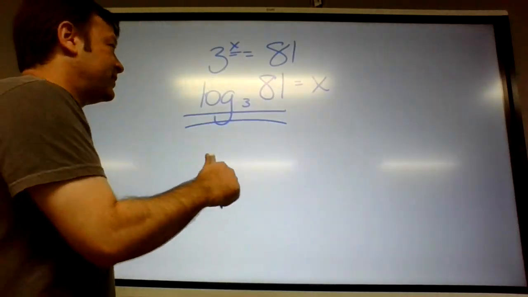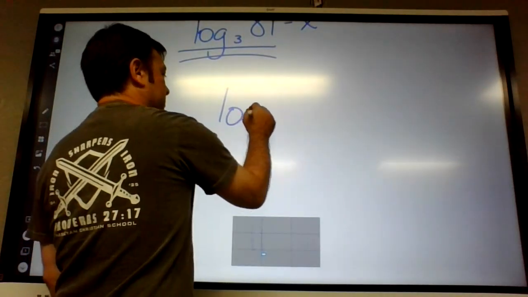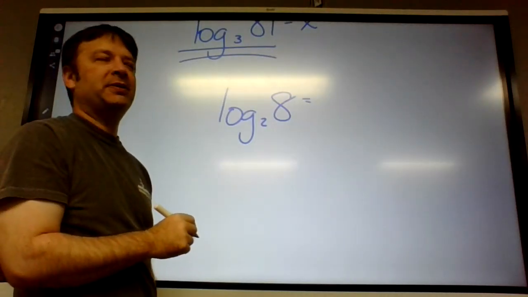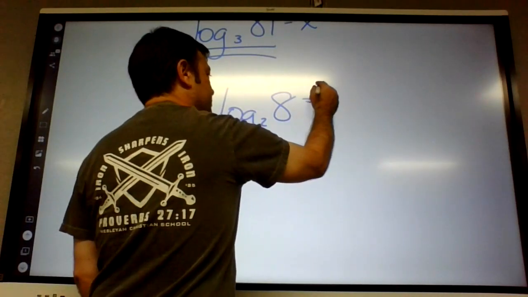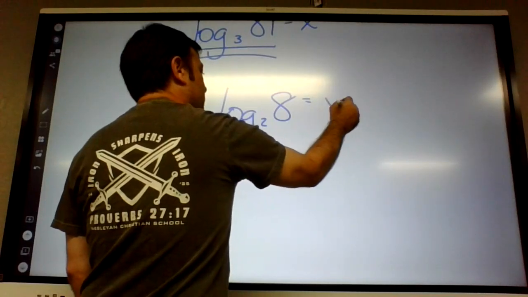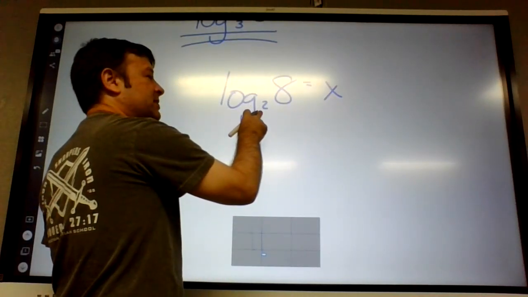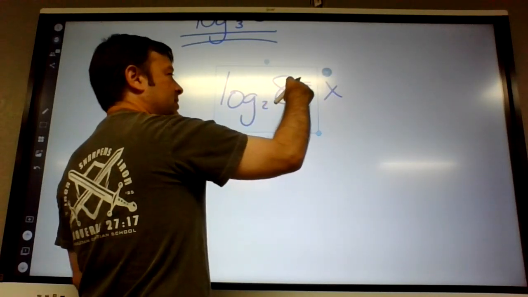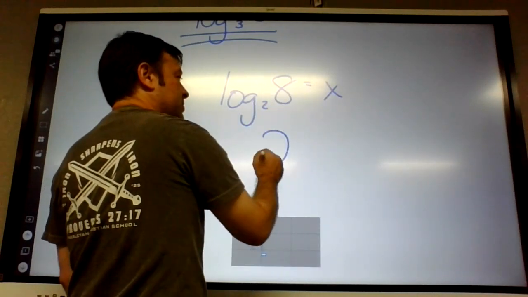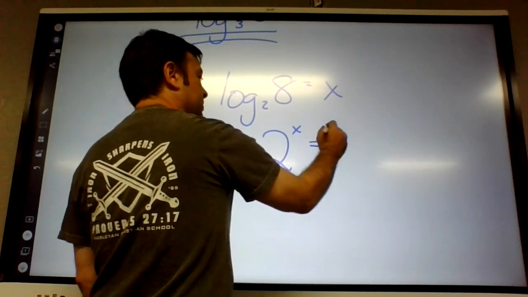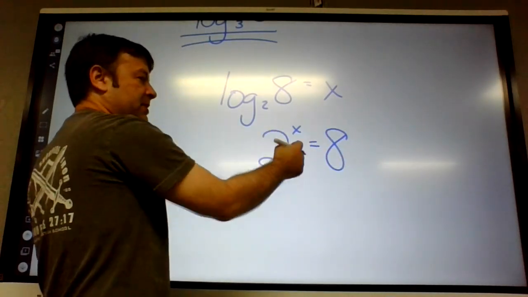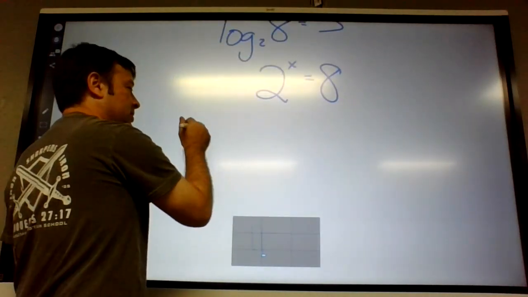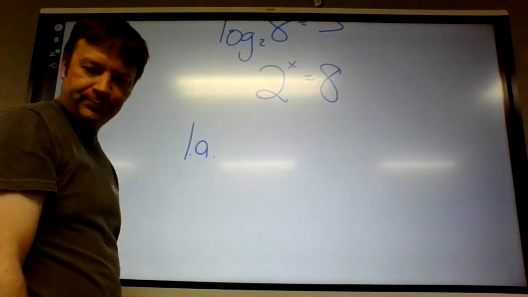Okie dokie. And then if you have to go the other way, do you guys know what this would be, by the way? Probably not. Okay. So how would I write this in exponential form? It's A, C, B. So it's 2 to the x equals 8. So it is 3 because 2 to the third is 8. So there we go. Okay, you guys remember? It's all coming back to you now?